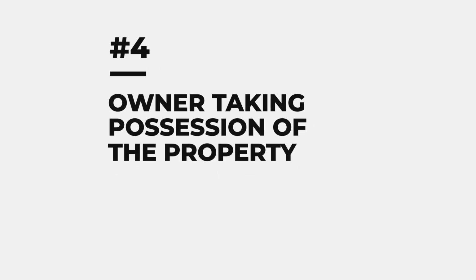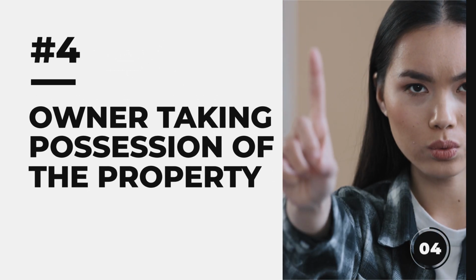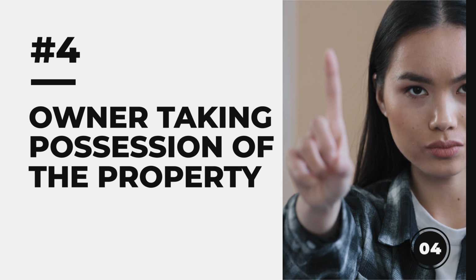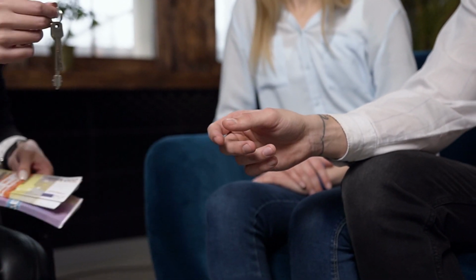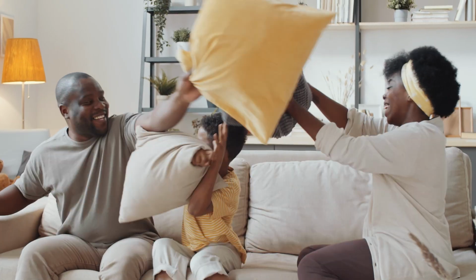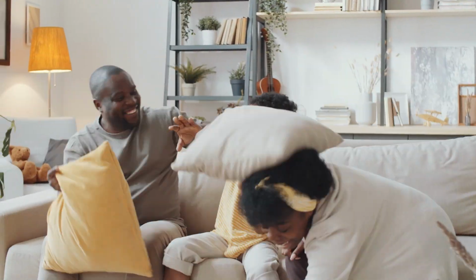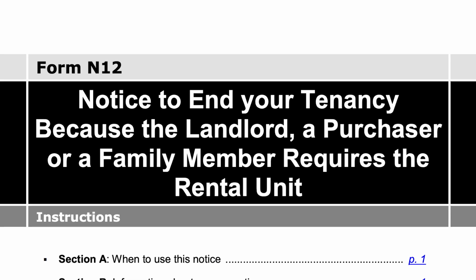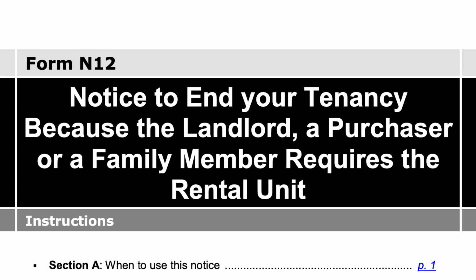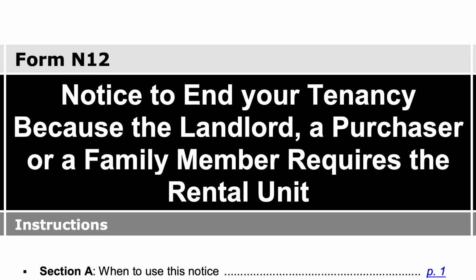Now, the next way is if the tenant will not allow you to take possession or to move into the property. This often happens when somebody buys a rental property, or property in general, that's tenanted and they're looking to move in. Now you need to kick them out. If you want to do this, you need to serve them with an N12. This is for if you, the homeowner, or a direct family member is looking to take possession of the unit.